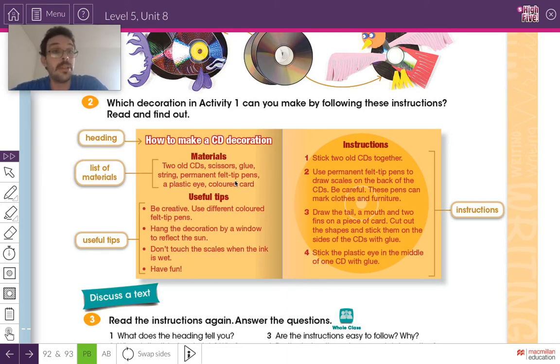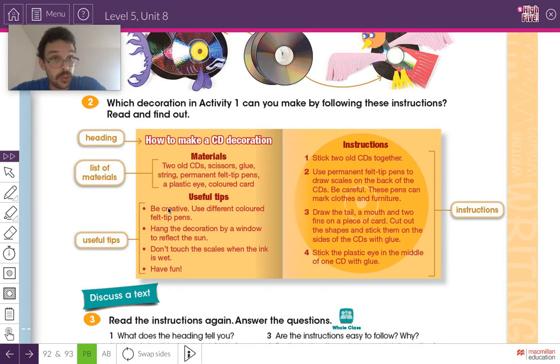Now, a permanent felt tip pen would be in Spanish retuladores, I think. Yeah, so the pens for coloring. A plastic eye. Where you get that, and colored card. Okay, these are the materials you need. Now, here it has useful tips. Okay, so advice, consejos, useful tips.